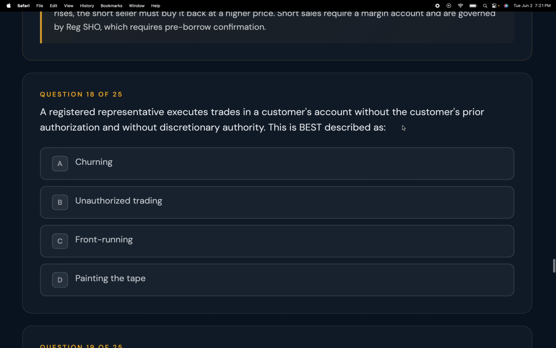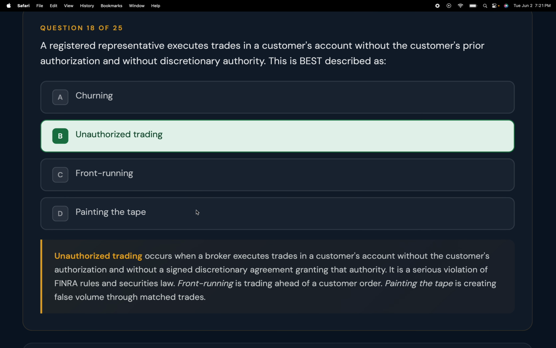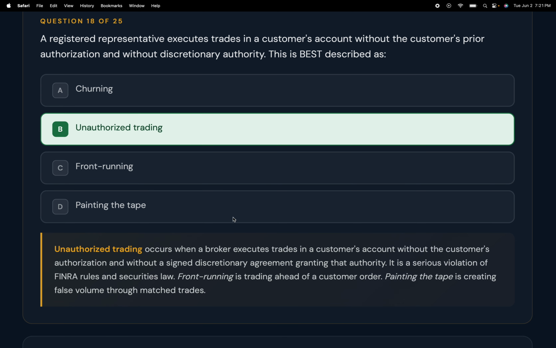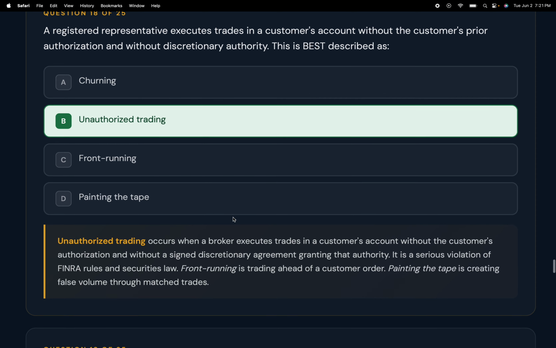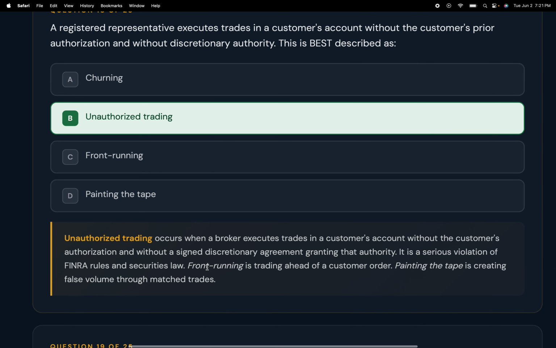Think about that. Without customers' prior authorization, without discretionary authority, it's got to be unauthorized, right? Kind of common sense. All right, so we're trying to set you up for some common sense. Look here, this is ironic. I knew it was coming. There it is, market manipulation. Say it out loud: front running. Say it out loud: painting the tape, market manipulation. Painting the tape is the same as matched order, okay?